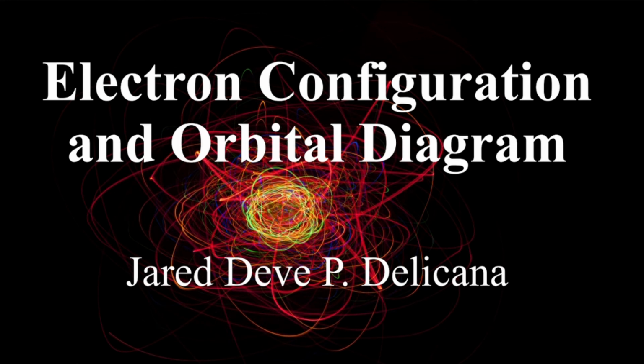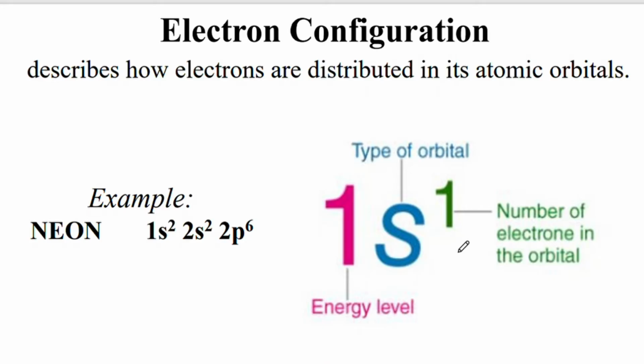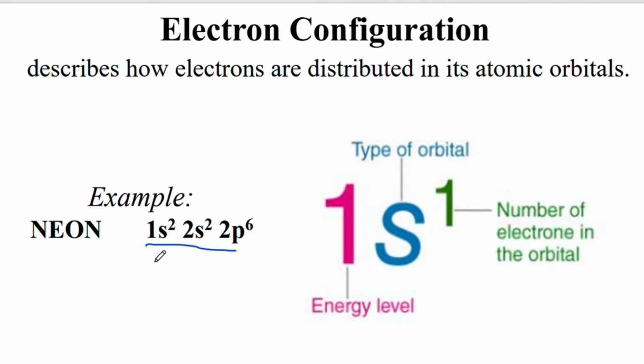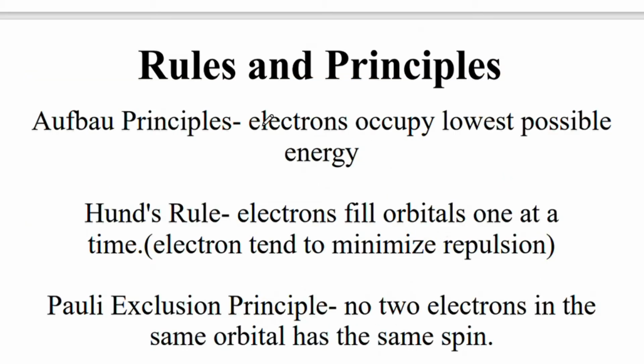Good day everyone. In this video we are going to talk about the electron configuration and orbital diagram. An electron configuration tells us the placement of electrons in the atomic orbital. For example, the electron configuration of neon is 1s2, 2s2, and 2p6. And this term tells us the energy level, the type of orbital, and the number of electrons. We need to follow rules and principles to construct the right electron configuration and orbital diagram.